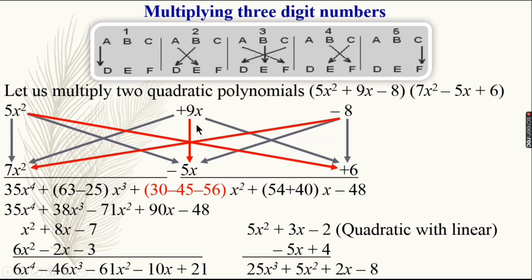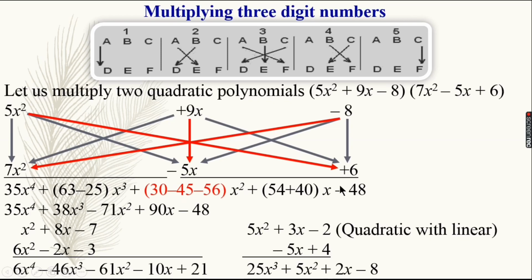40 with x values, and then we vertically multiply plus minus minus, so 8 into 6 is 48, and then we add and subtract these, so 63 minus 25 is 38 plus, then here you have 71 minus x square, and here 54 plus 40 is 90x and minus 48. So this way you can do it in one line. You can mentally add these numbers and directly have the answer like this.